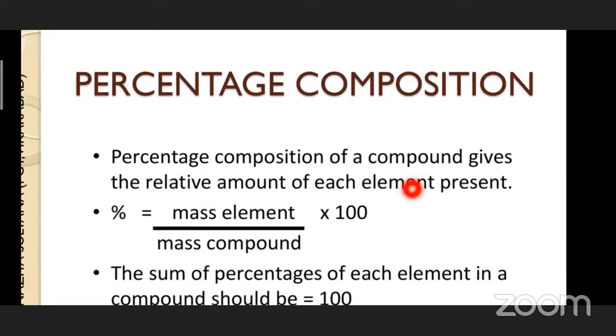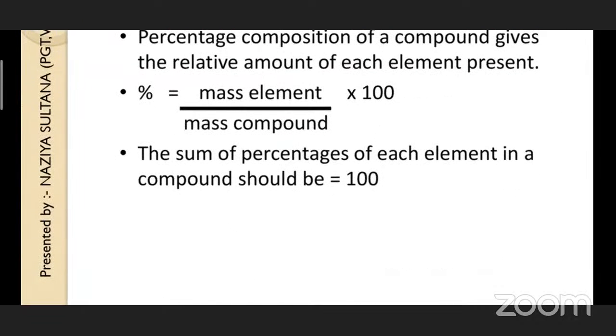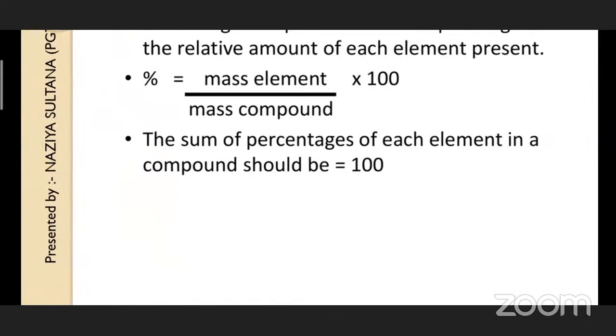Okay. For example, let us see here. Percentage is equal to mass of the element by mass of the compound into 100. And we need to know that the sum of the percentages of each element. Suppose we are taking water. Water means 2 hydrogens and 1 oxygen. So if we are seeing the percentage of hydrogen and percentage of oxygen, if you are adding up, we have to get it as 100%.